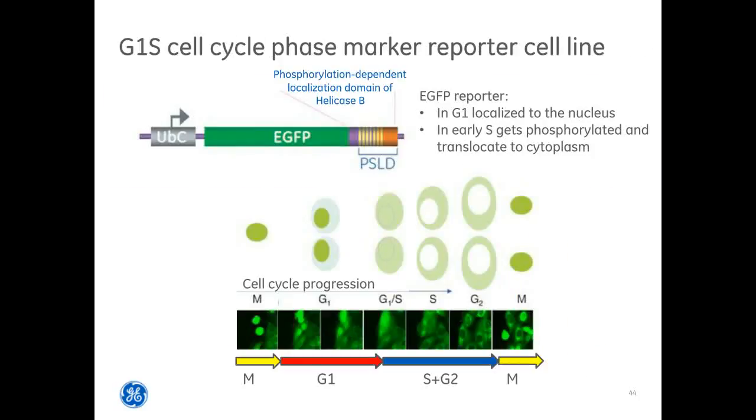Now the last set of images I want to show you requires just a little bit of background on the assay. So this assay is actually part of an ongoing screen we're doing with genes involved in the cell cycle. So we're using a G1 to S cell cycle phase marker reporter cell line. These cells have an EGFP reporter fused to a localization domain of helicase B. And helicase B localization is dependent on its phosphorylation state, which is cell cycle phase dependent. So as you can see in the diagram, during G1, it's localized in the nucleus. In early S phase, it gets phosphorylated and translocates to the cytoplasm.